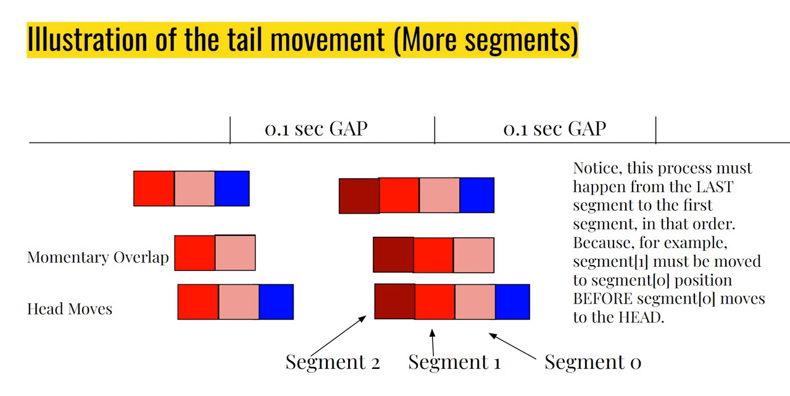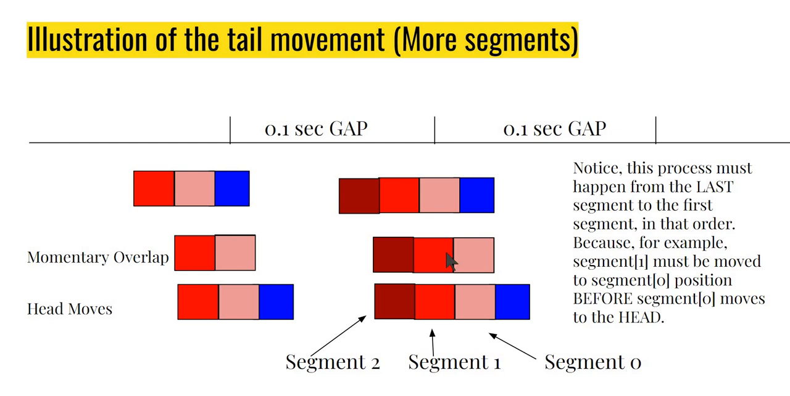Now, while this illustration may look quite simple, there's actually a deeper point here. We have to do this from the last segment to the first segment, because think about it. My segment 1, for example, has to be moved to segment 0's position before segment 0 has moved to the head. And this is a very important point. Let's say I did not follow that. Let's say I first move segment 0 to the head. Now I find out segment 0's x and y position. It's the same as the head. In fact, segment 2 will also end up on top of the head. That's not going to work.